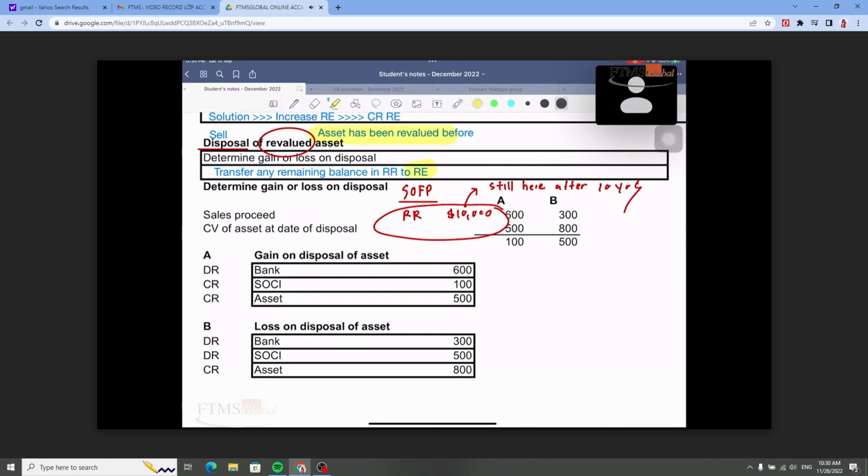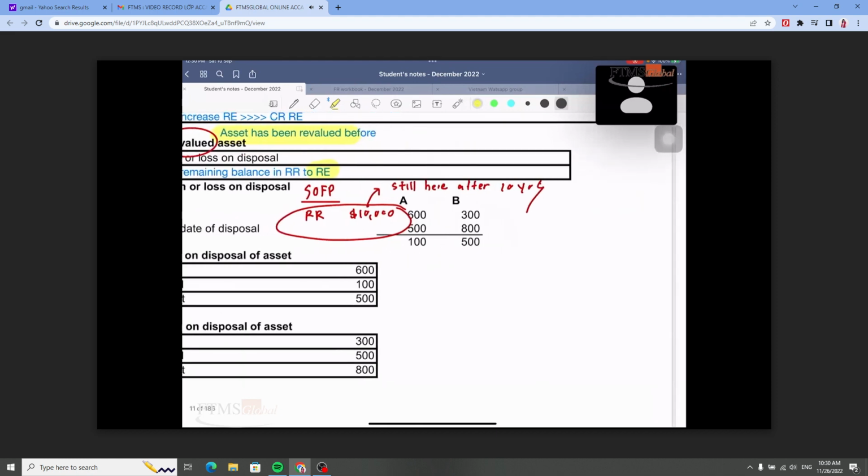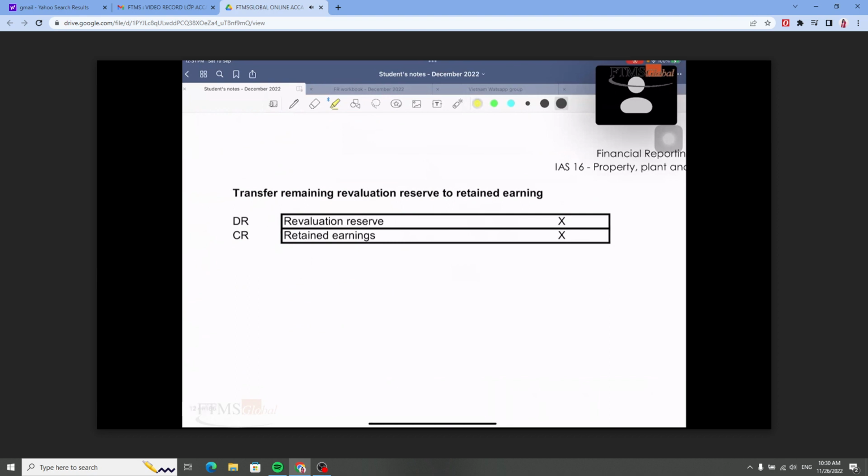Then the other one is transfer remaining balance in RR to RE. This one is the same. You will debit your RR and credit your RE, right? Okay, so that's it. We have completed our first chapter, IAS 16.